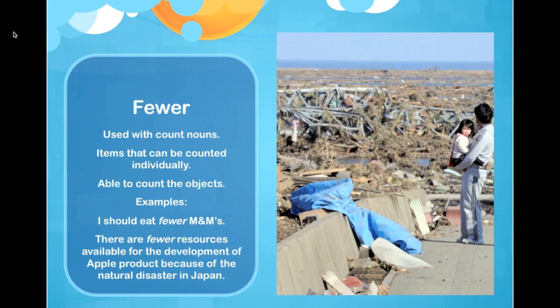Fewer is used with count nouns, items that can be counted individually, and you're able to count the objects out loud. For example, I should eat fewer M&Ms. Another example could be, there are fewer resources available for the development of Apple products because of the natural disaster in Japan. As you can see, I provided you an image of the natural disaster. Let's carry on. Hopefully you guys have enough time to copy this down.